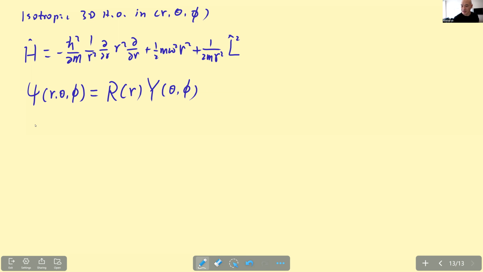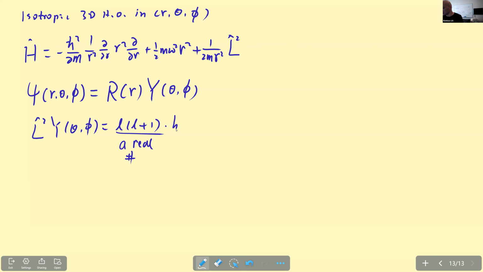Okay. So you can say that L squared Y of theta phi equals a certain number. Let me write this as l times l plus 1. But l could be any number. So that means this one could be any number, right? So it doesn't matter. But just for convenience, in the later derivations, I just write this one. So this is just a choice, it's just a real number, okay? And dimensionless, because L has the dimension of h bar, so L squared has the dimension of h bar squared.